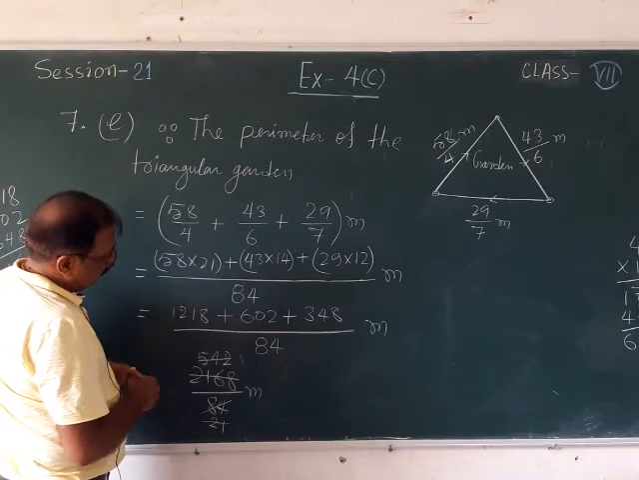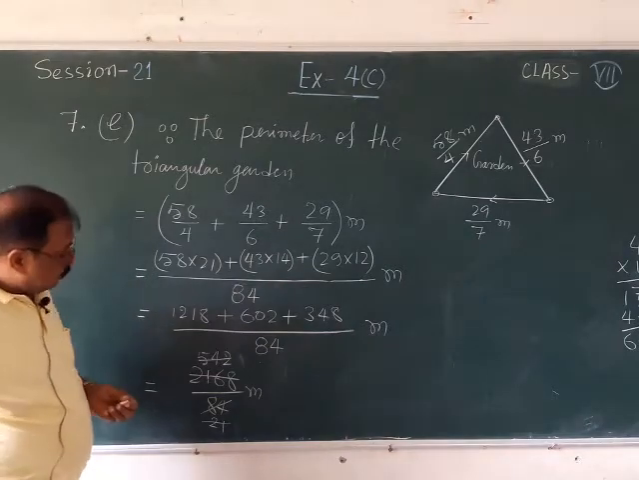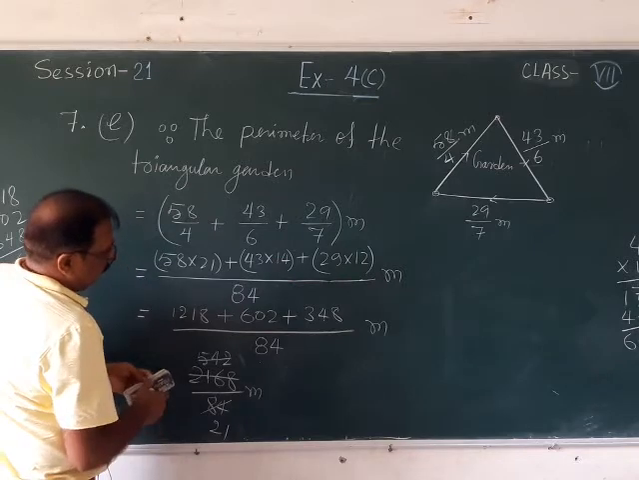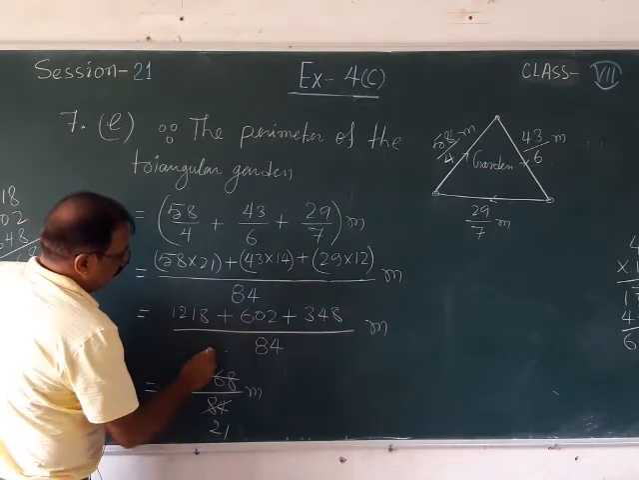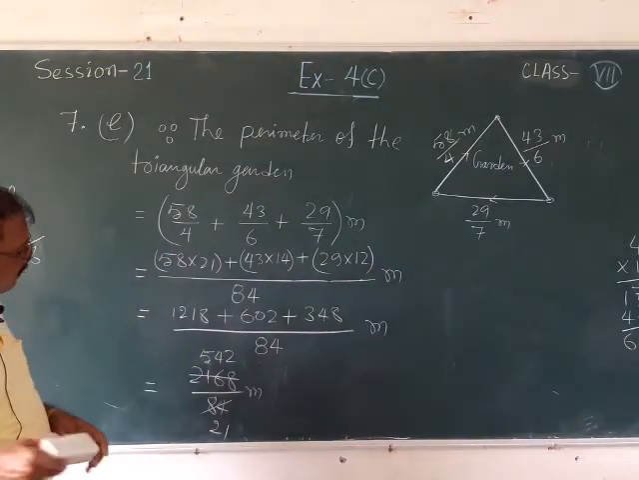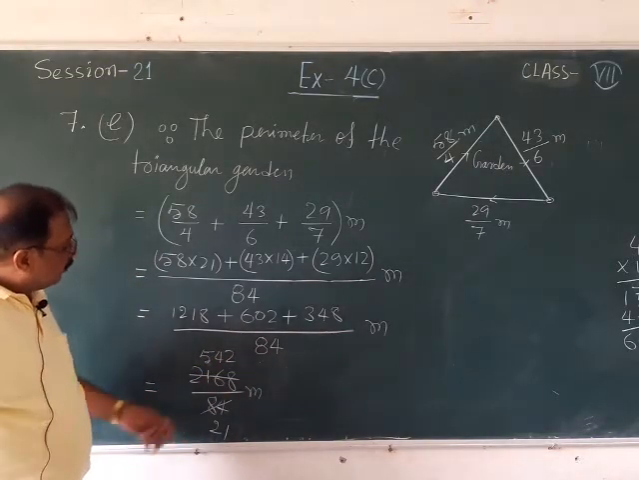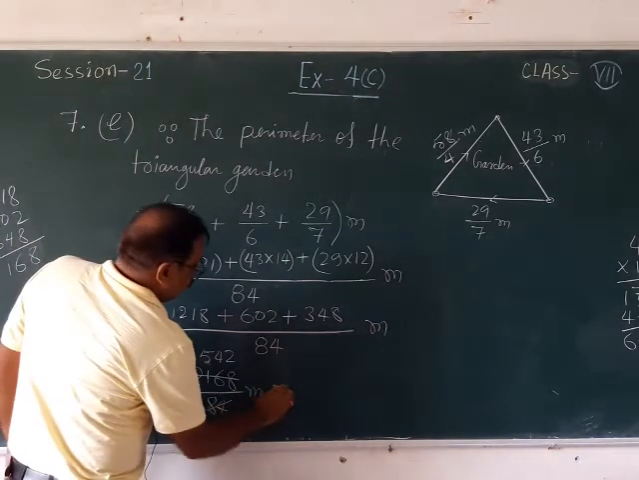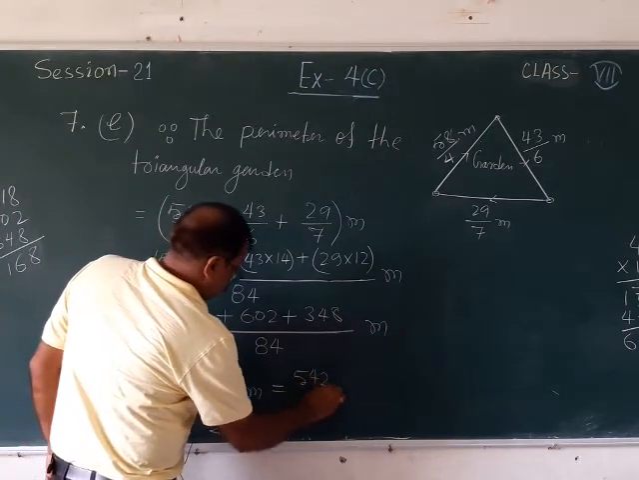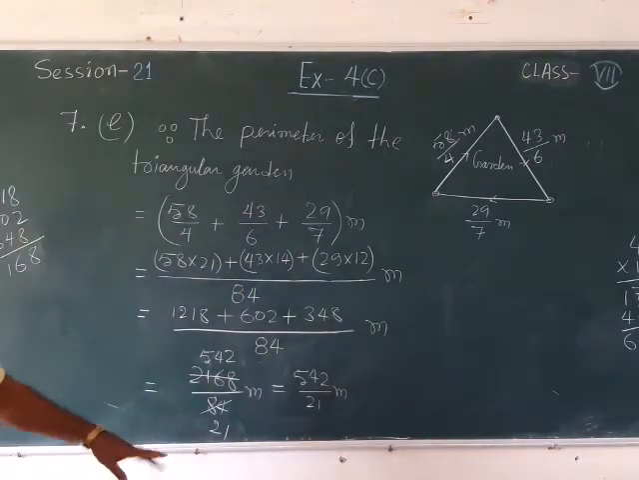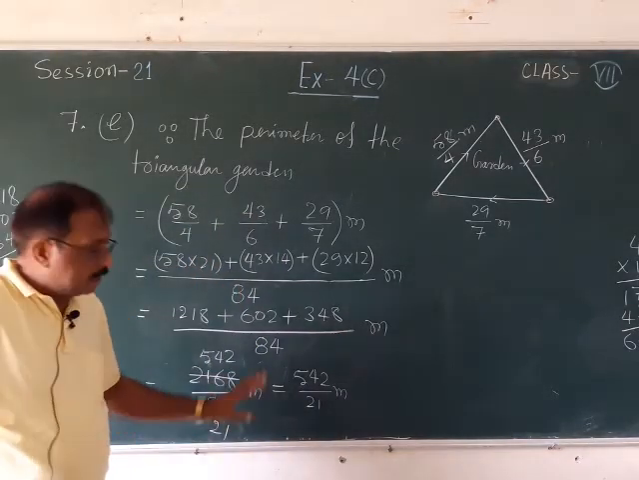Then check by 7, cannot be cancelled. So do one thing, here 21 is there, keep that 21, and here 542 is there, keep that 542. No number can cancel it. Okay, so I think it is in lowest term itself. So it will be 542 upon 21 meter. That is the perimeter of the triangle.